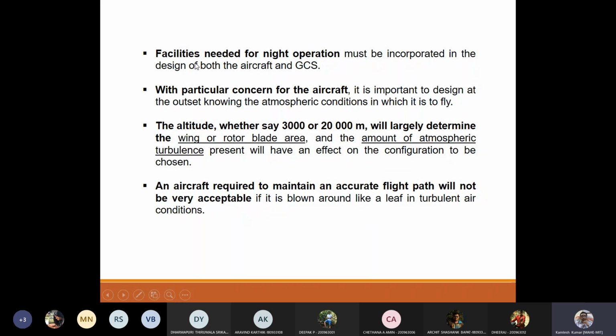So I think you read a little bit: facility needed for night operation must be incorporated in the design of both aircraft and GCS. So you should have that facility. If you're looking at night operations, there is no payload. And if no payload, then how will you receive the signals, correct? Nothing, you can't receive anything. Only telemetry command is coming, which is aircraft related, not your visual information. So this is also important. Day or night operations have different requirements, and that requirement should be incorporated in your designs, correct?